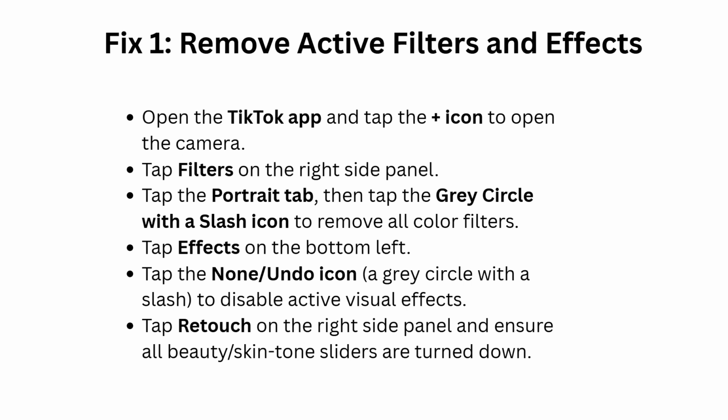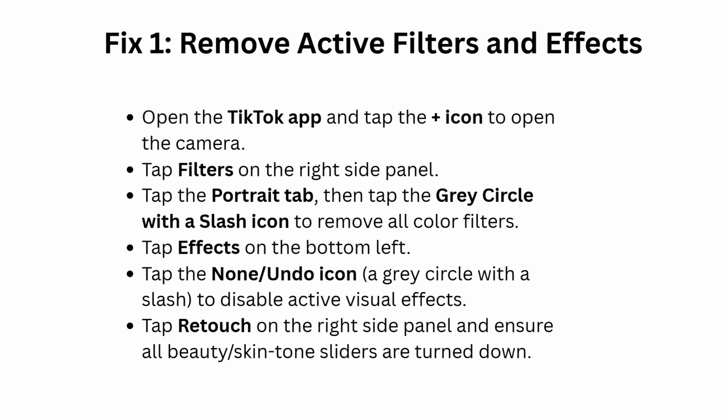You just have to open the TikTok app and tap on the plus icon to open the camera. Then tap on the filters on the right side panel and tap on the portrait tag. Then you have to tap on the gray circle with a slash icon to remove all the color filters.